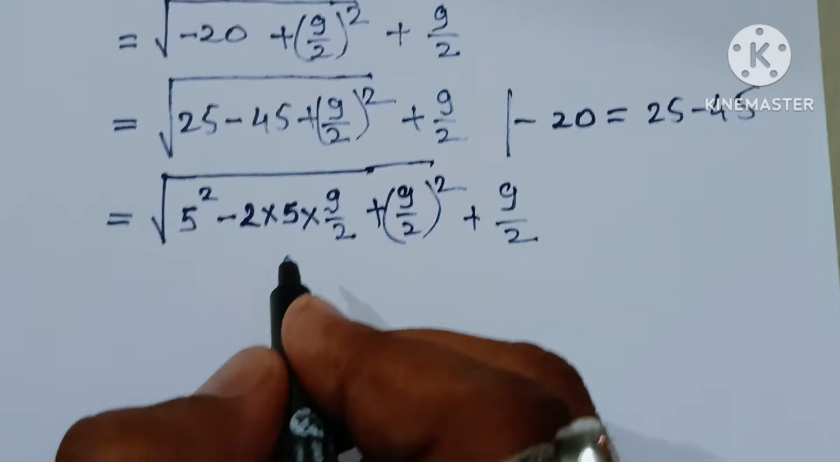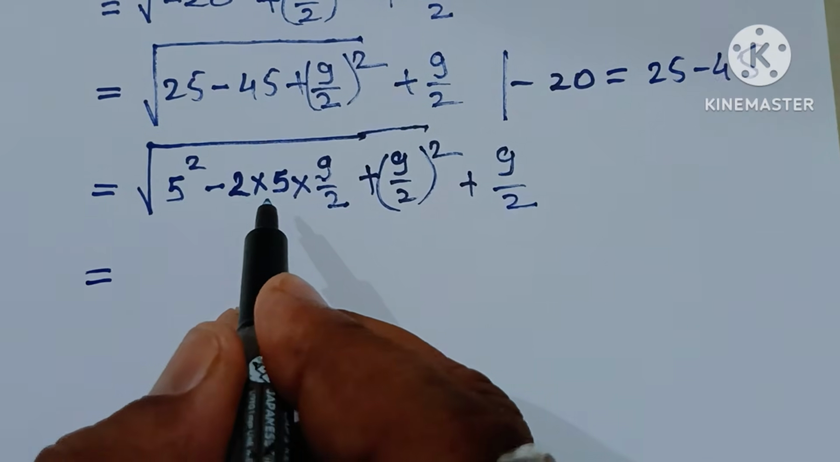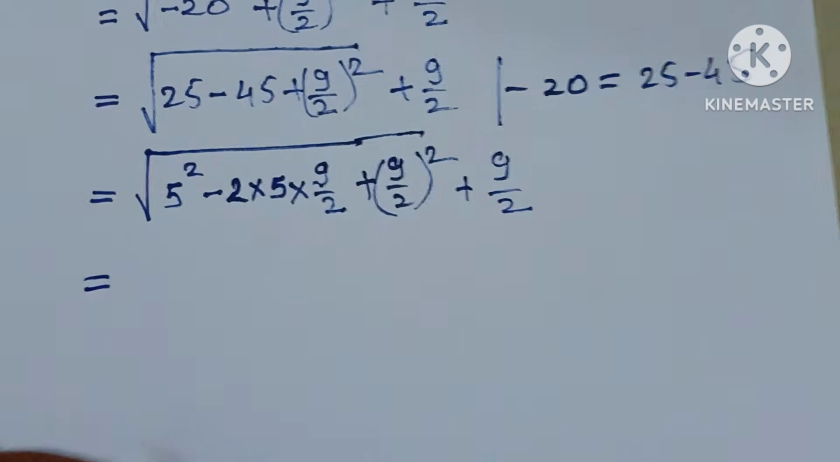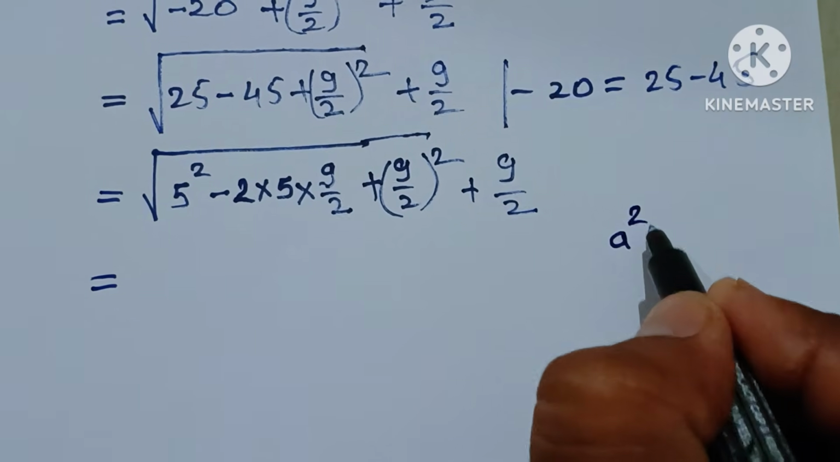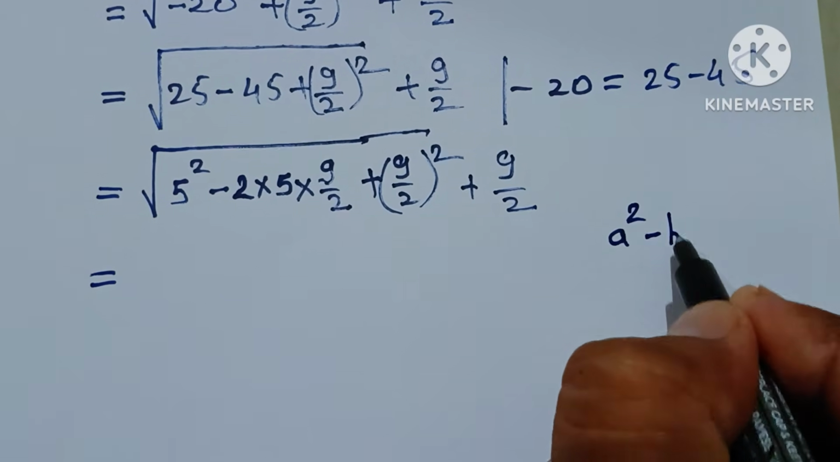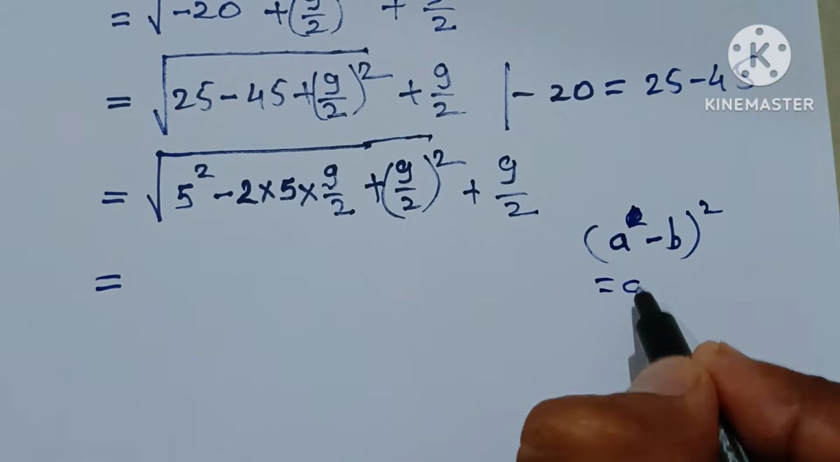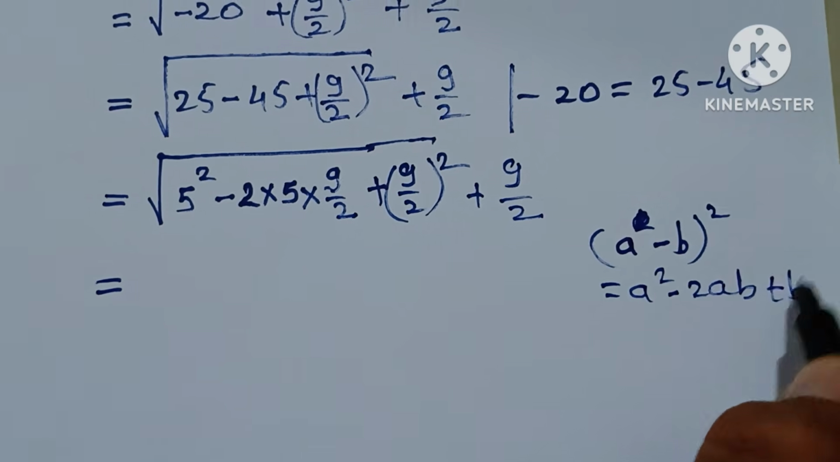Now see 5 square minus 2 multiply 5 multiply 9 by 2 plus 9 by 2. This is the expansion of a minus b whole bracket square. A square minus 2ab plus b square.